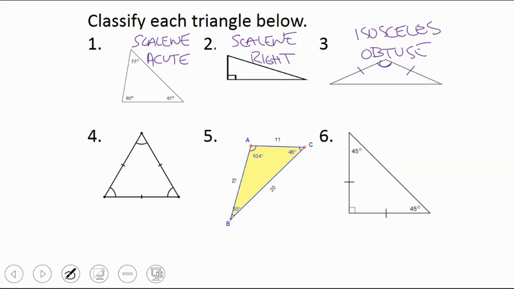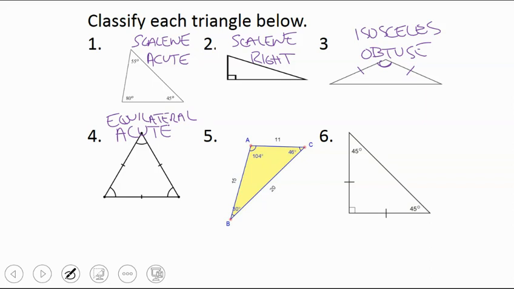Let's look at our next one. I can see it has 3 equal sides. So I know it is equilateral because it has 3 equal sides. And then if it's equilateral, that means all 3 angles are equal. And I can look at those 3 angles and tell they are acute. It has 3 acute angles. So it is an equilateral acute triangle.